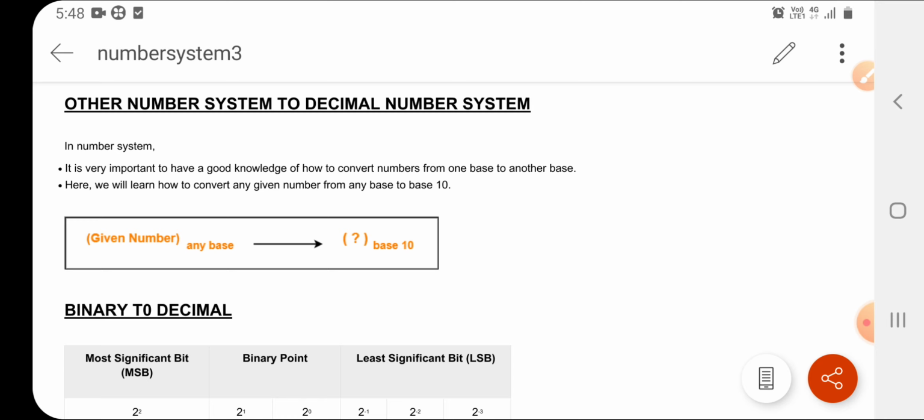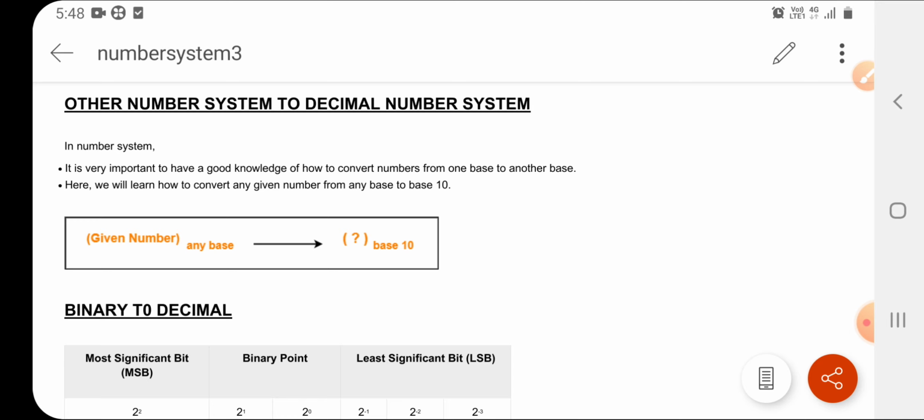So far we have been seeing conversions from decimal to other number systems. In the first class we saw an introduction to digital electronics, and in that we saw the different number systems. In the second class we saw some of the conversions, and in the third class we saw conversion from decimal to other number systems with the fraction part. Today we are going to see conversion from other number systems to the decimal number system.